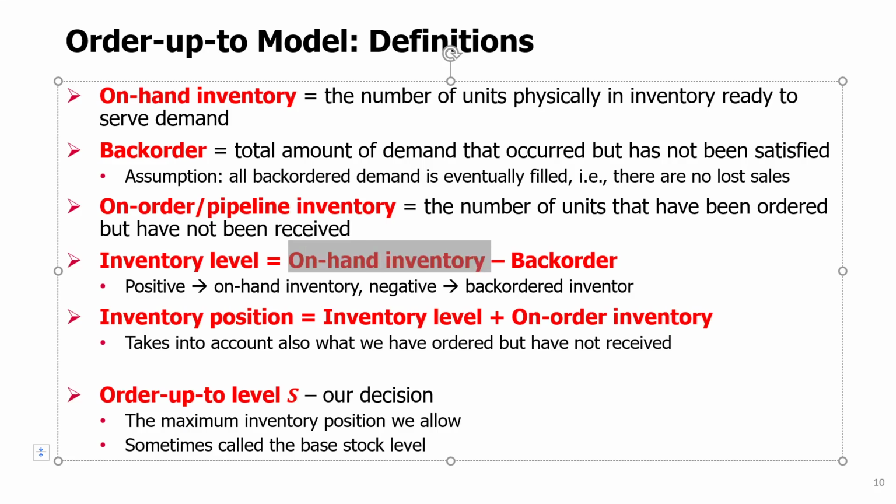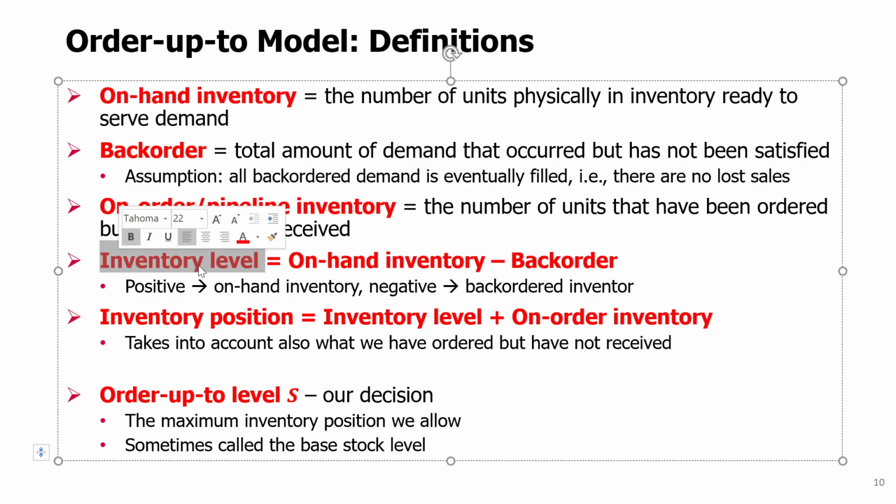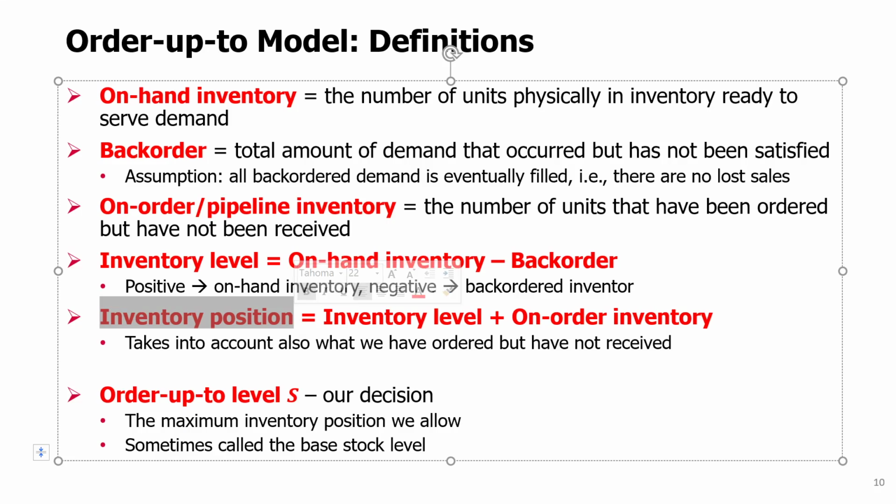Now, what happens when on-hand inventory becomes 0 and I have additional demand? Then I record it as back order. Let's say I have 3 units of demand that I saved as back ordered demand, then inventory level will be 0 minus 3, so that means it will be minus 3. When inventory level is negative, we know this indicates how many units are back ordered. Just remember that back order is a positive value, but in inventory level, it is represented as a negated value.